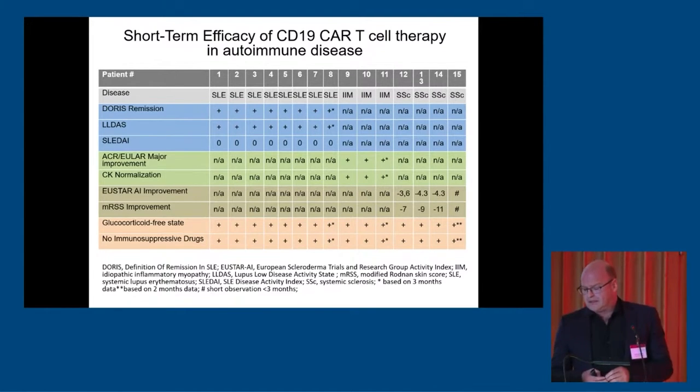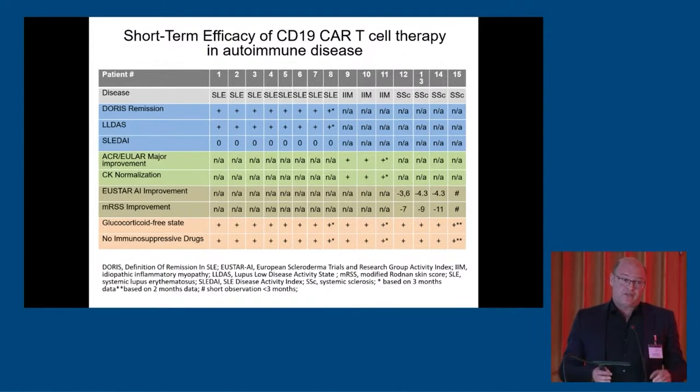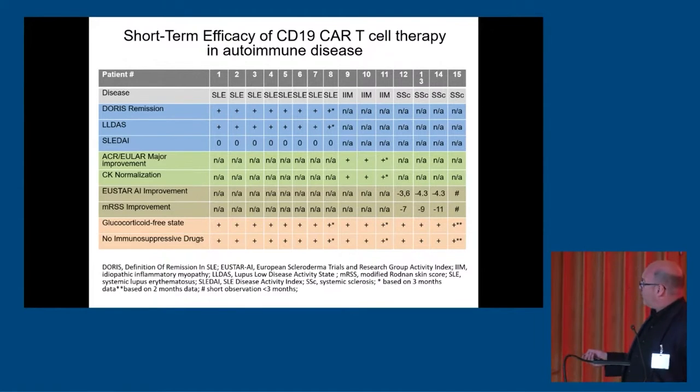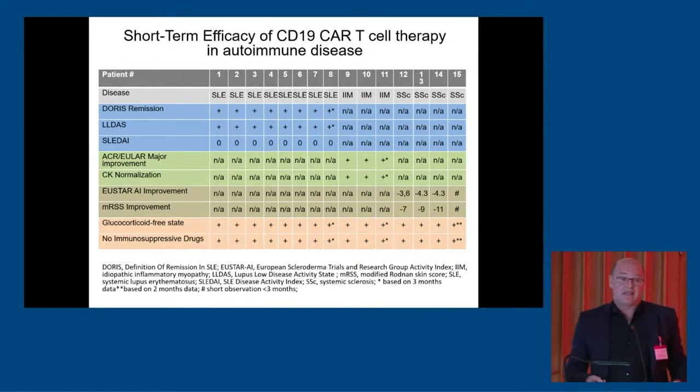So now, bottom line, we have treated 15 patients. We have treated a little bit more than this now. But these 15 patients were, I think, a landmark group of patients with 3 different autoimmune diseases: 8 lupus, 3 myositis, and 4 scleroderma. And these patients are all off any immunosuppressive therapy, as you see here. And the lupus patients all met a very stringent endpoint, which is the so-called DORIS remission. The myositis patients all met a very stringent endpoint, which is the ACR major improvement. And also the scleroderma patients dramatically improved with respect to skin disease, but also in part to lung involvement.